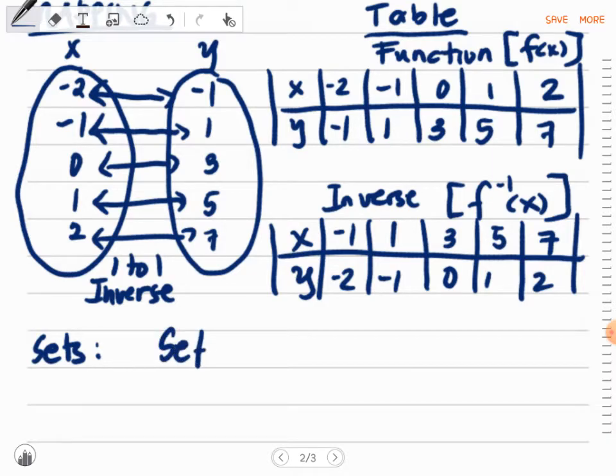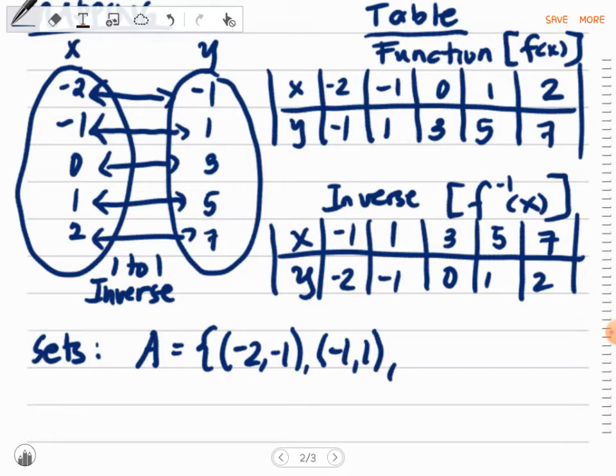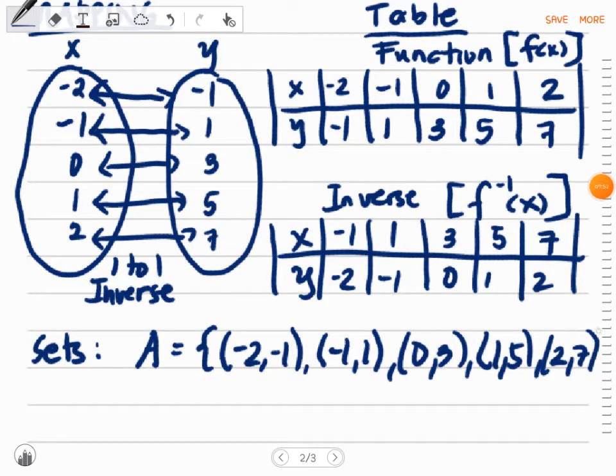Okay, I'm sorry. Let's have set A. So we have A equals, in the first part, ang magkasama sa mapping ay negative 2 and negative 1. Another is negative 1 and 1. Another is 0 and 3. Another is 1 and 5. And finally, we have 2 and 7. So that's our first set. Okay, and this set is a function.